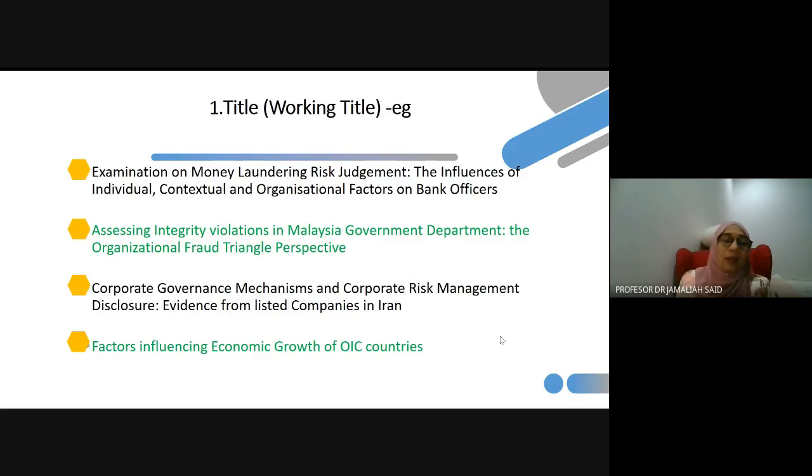For example, if the ownership structure is more foreign ownership, perhaps the corporate risk management disclosure is going to be more. We do not know what the student is actually trying to examine, whether it's a positive or negative relationship. The obvious part is we know the objective of the study by looking at the working title.